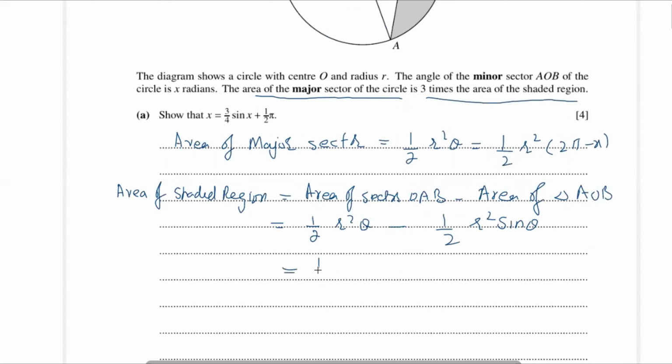Now r is written as it is. Theta is x. R square, you see here r is written as it is. And sine theta we name sine x. Now here you see the relation between the major and minor sector, the major sector and the shaded region. The area of major sector is 3 times the area of shaded region.